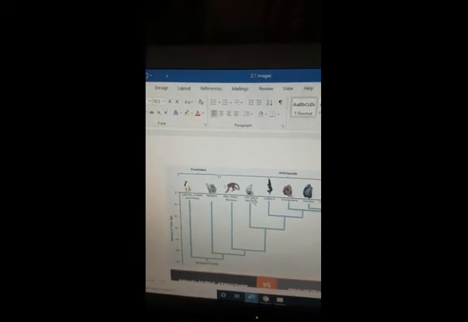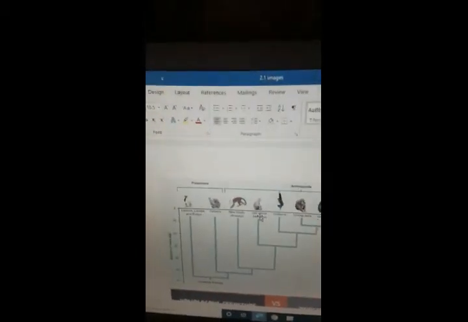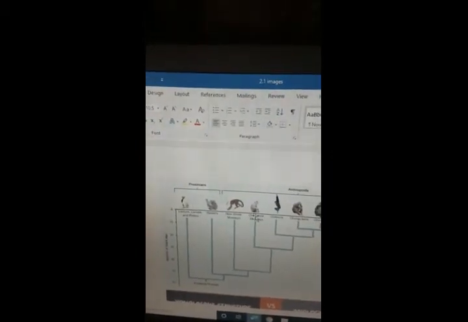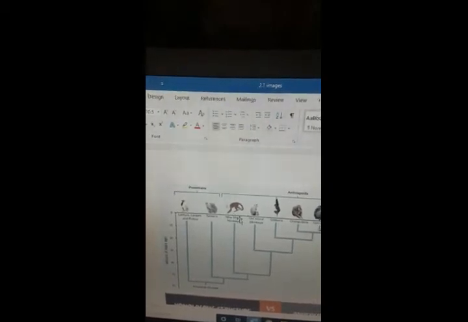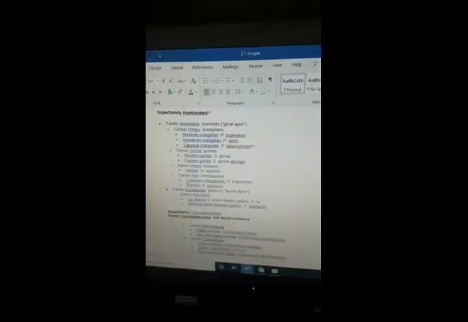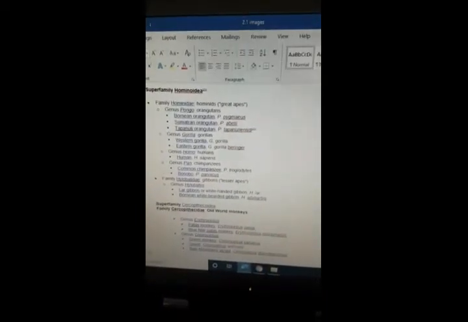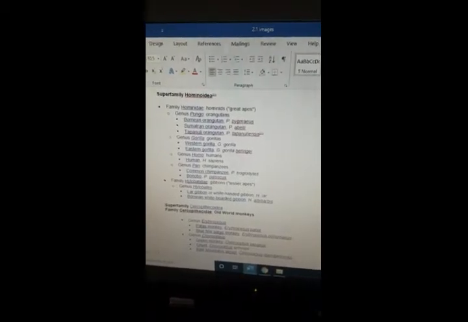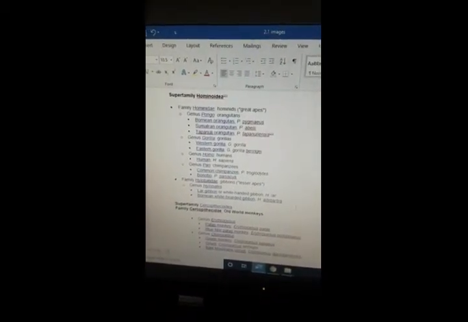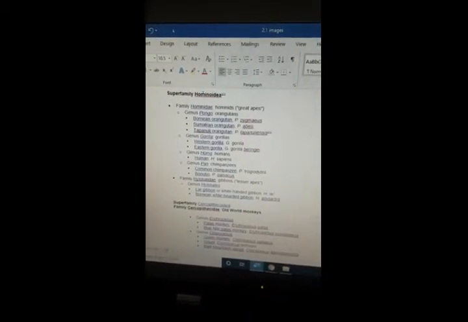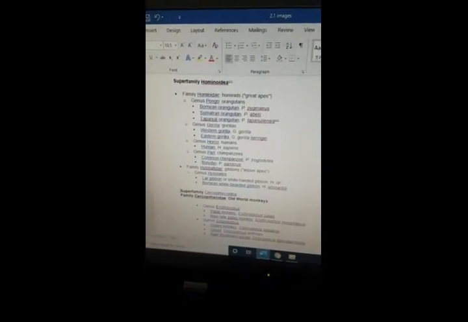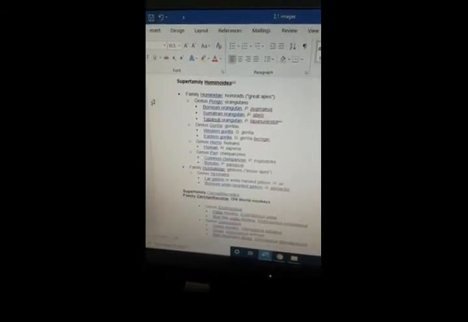Different Old World and New World, by the way. Old World just means Africa plus Europe and Asia. New World is the Americas. Anyway, there's a number of superfamilies. This list here does not show every single primate, just a selection of them, showing some members of the superfamily Hominoidae, the apes, and some members of the Old World monkeys.